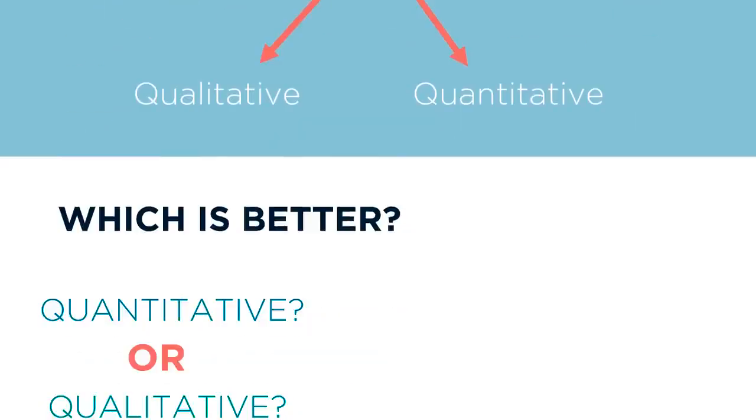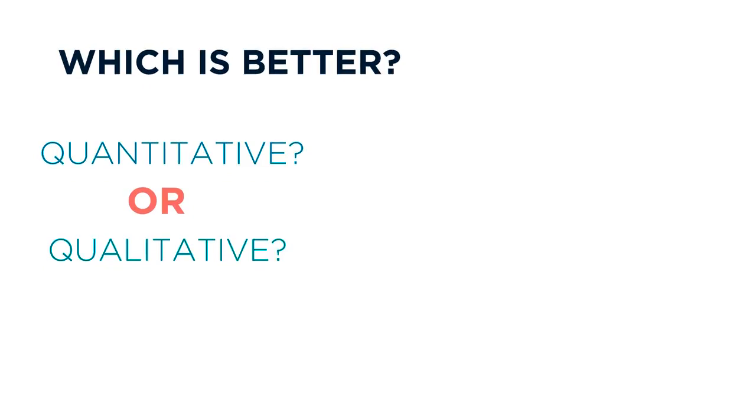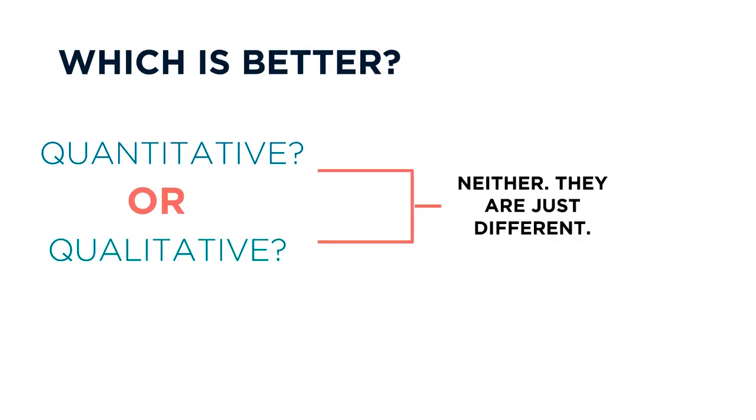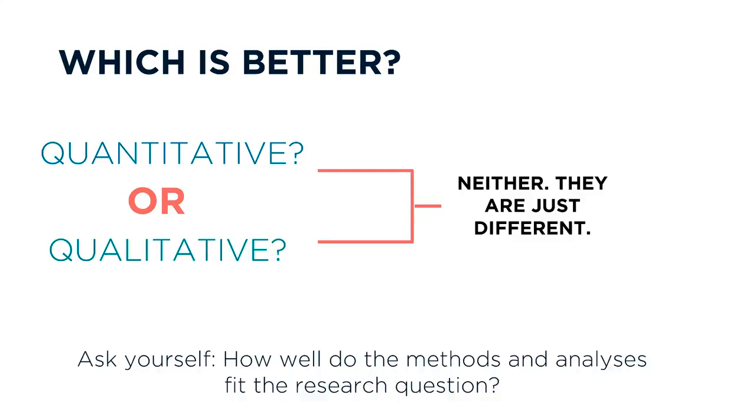So, what makes a better empirical study? Quantitative studies aren't automatically better or worse than qualitative studies. These two approaches are just different. Sometimes researchers even combine approaches to present a fuller picture through a mixed methods study. When you're evaluating a study's approach, ask yourself, how well do the methods and analyses fit the research question?